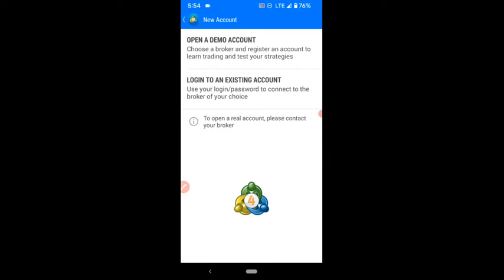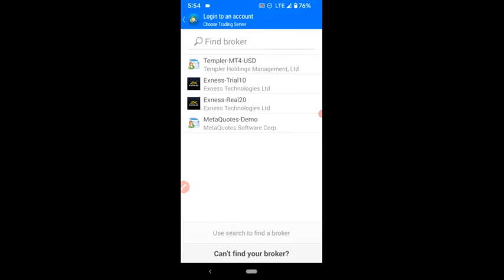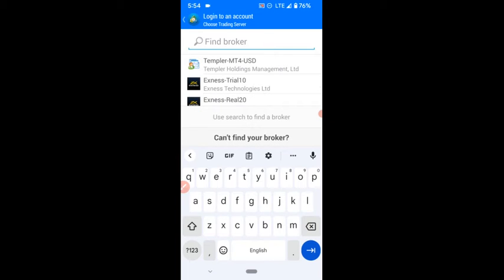Once you download MT4 as a new member, it allows you to open a demo account for free. But if you already have a trading account, you can just log in with your existing account. You search for your server. All this information will be given when you create your trading account with a broker.